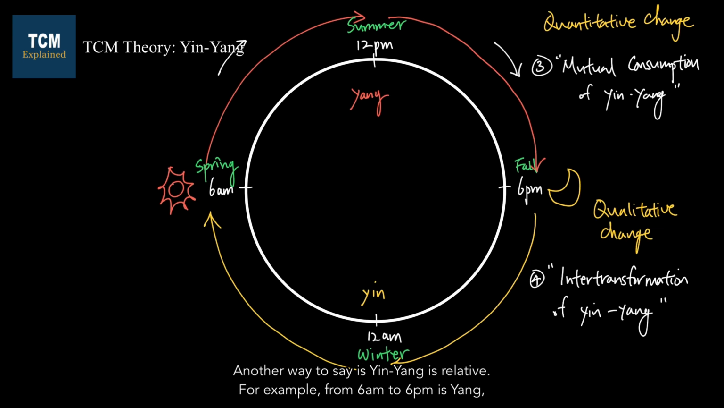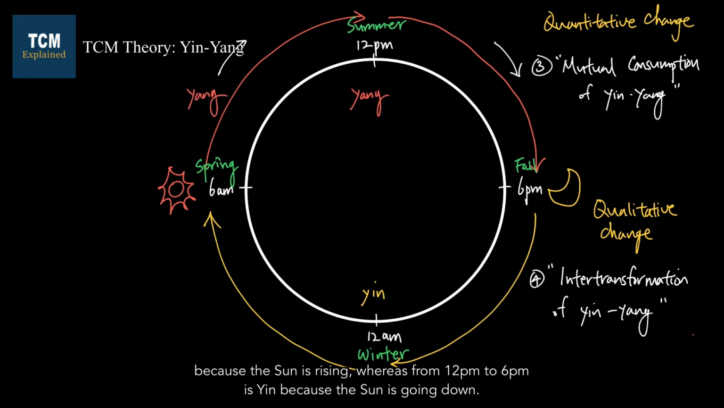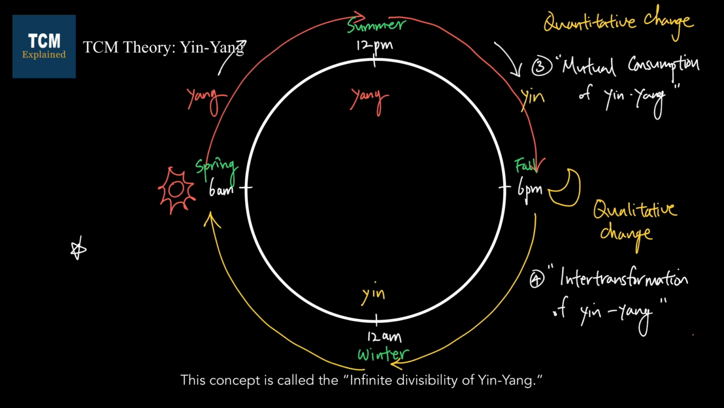For example, from 6 a.m. to 6 p.m. is yang, but it can be further divided into yin and yang. From 6 a.m. to 12 p.m. is relatively yang because the sun is rising, whereas from 12 p.m. to 6 p.m. is yin because the sun is going down. This concept is called the infinite divisibility of yin-yang.